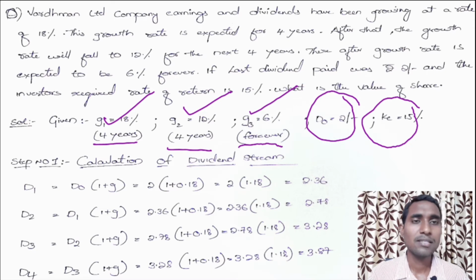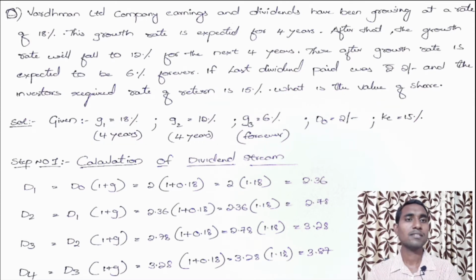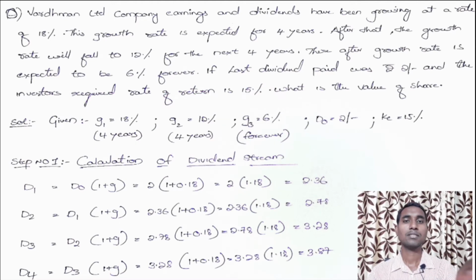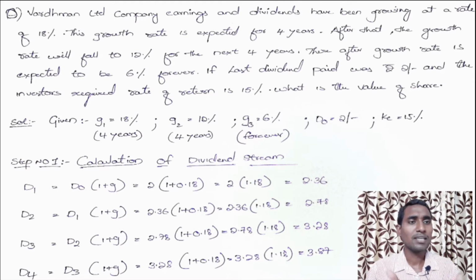Everything looks similar to the last session's problem, but the difference is that here we have three growth rates, G1, G2 and G3, whereas in the last session we solved a problem with only two growth rates. Now let us see how to solve this three growth rate model problem. The procedure and computation are similar to the two growth rate model that we saw in the last session.